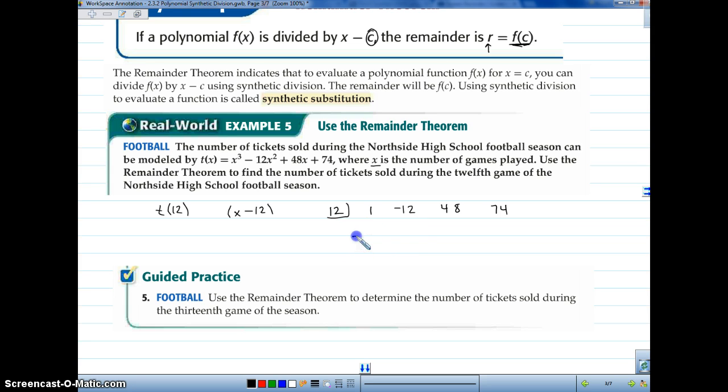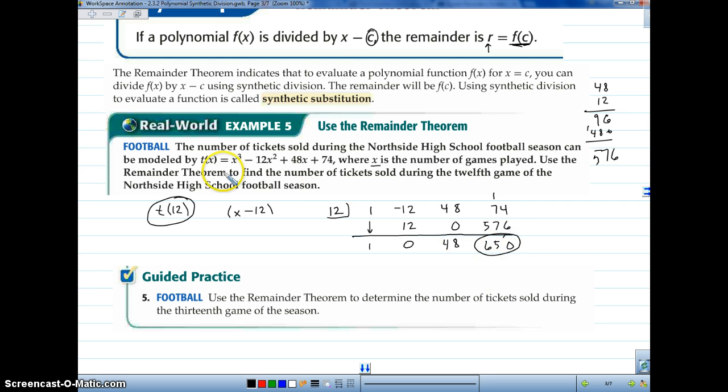And so if we can get to the remainder at the end, that would tell me what t of 12 would be. So we carry down the 1. This is 12. That's 0. 0 times 12 is 0. This is 48. So we do 48 times 12. Let's see, 48 times 12. It's going to be 576. I'm going to do 576 plus 74. That's going to be 650. So that would be how many tickets they would sell at the end of the season.